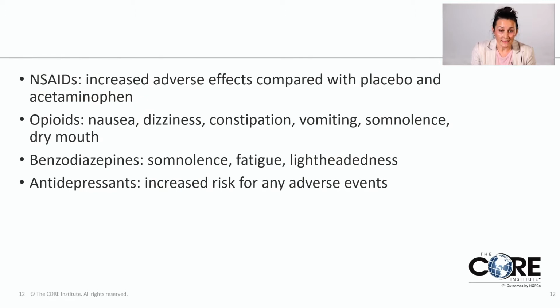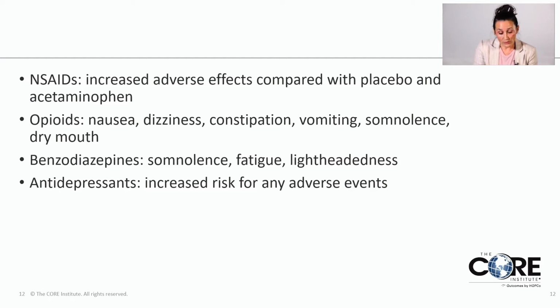So when you look at these medications, NSAIDs have increased adverse effects compared with placebo and acetaminophen, because NSAIDs themselves can damage the kidneys as well as the lining in the gut. So oftentimes over age 65, NSAIDs are not recommended for long-term use. If you're going to use them for a couple of weeks and you don't have any kidney problems, then usually it's acceptable. So if the acetaminophen or Tylenol isn't helping, then a lot of times people discuss opioids.